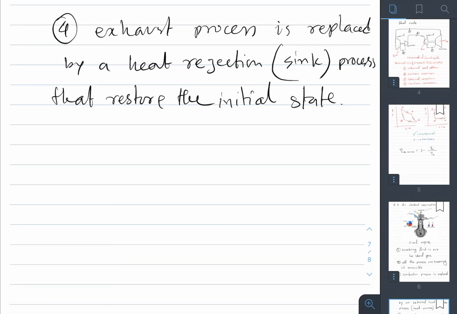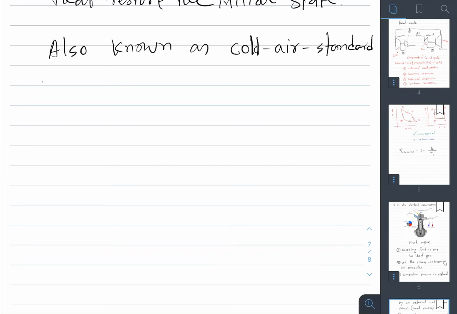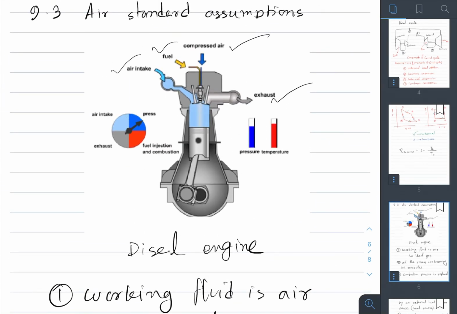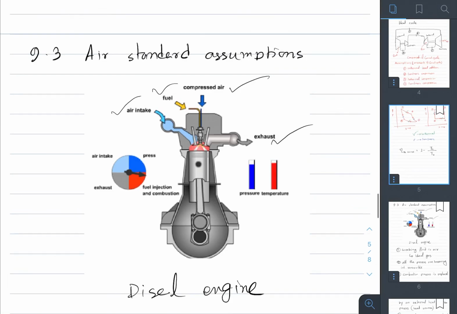Now, when these standard air assumptions are utilized, we also call them the cold air standard assumptions, right? So that's all about the air standard assumptions that we use in any sort of actual cycle combustion chamber, right?